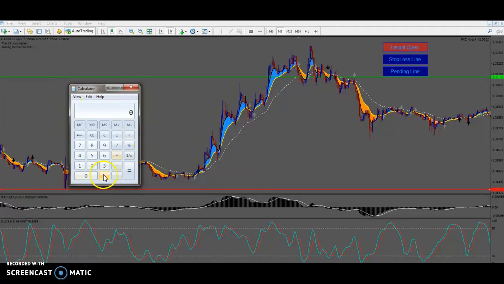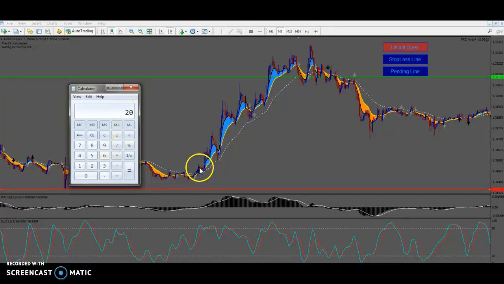So first of all, 2% is 0.02, this represents a single digit 2%, times 1,000. That's equal to $20. Okay, so 2%, $20 of 1,000, and that's my risk.